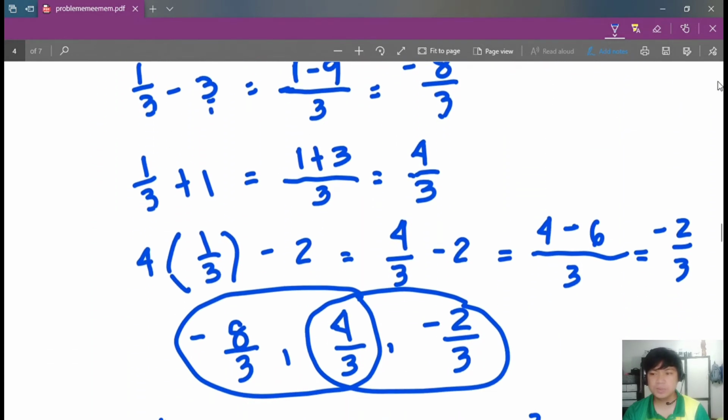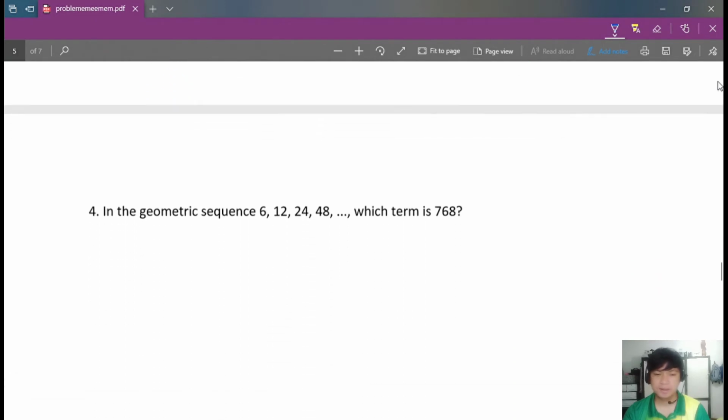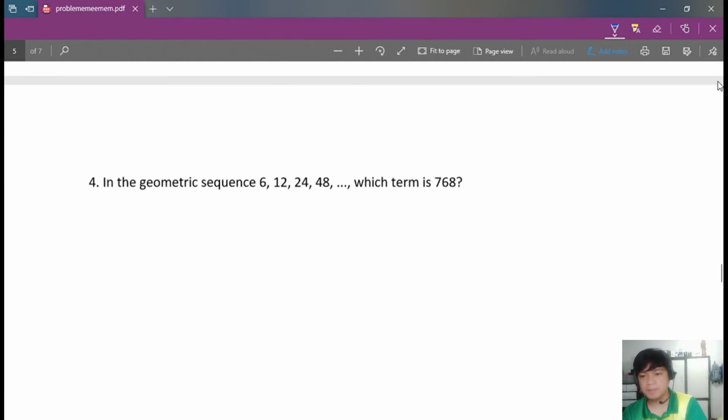Okay, let's proceed to number 4. In the geometric sequence 6, 12, 24, 48, which term is 768? Which term? It means, what term number is 768? So we will use the formula a sub n is equal to a sub 1 times r to the n minus 1. We are looking for n, because it asks which term it is.